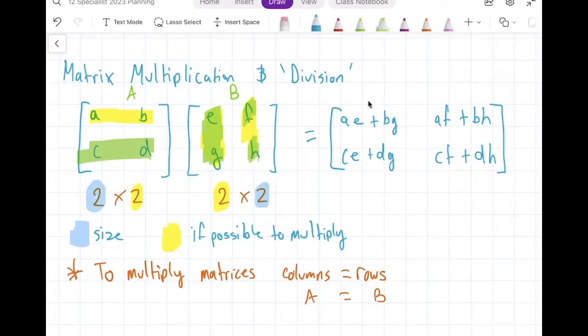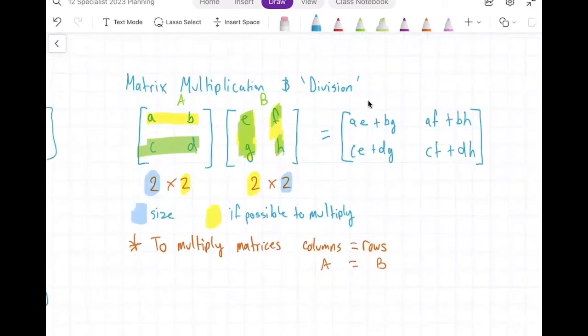Then I multiply row by column to get my entries, and I'm adding those two separate terms together. A good thing to note is if I was to swap my order around and do this multiplication, I would get a different matrix. So if I do A times B, it is not the same thing as B times A. I get a different answer.